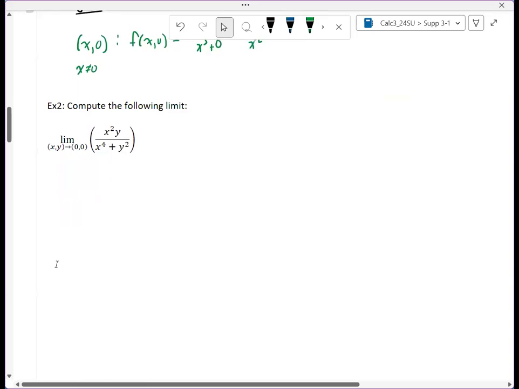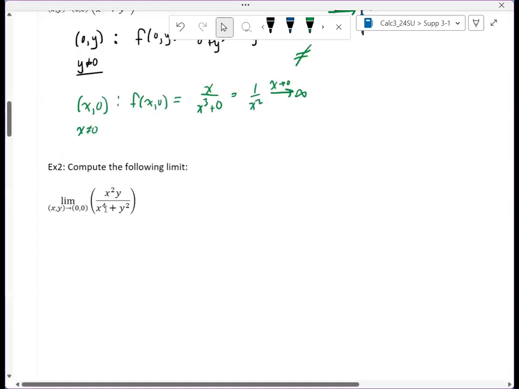Okay, let's look at example 2 here. Limit as x, y goes to 0, 0. As an aside, we go to 0, 0 a lot, basically for convenience, because it's an easier point to limit to. So for these examples, we pick 0, 0 as our limiting point quite often. Okay, so the limit as x, y goes to 0, 0 of x squared y over x to the 4th plus y squared.